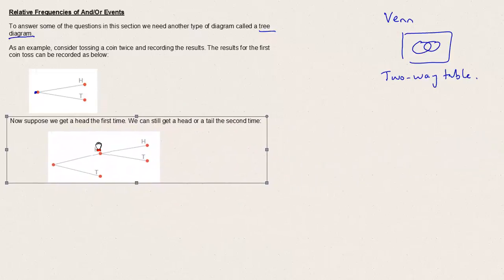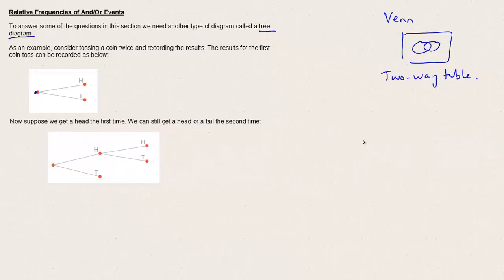Now suppose that we get a head on the first occasion. We can still get a head or a tail the second time. So the first pair of branches here are these ones that correspond to our first coin toss. Now let's suppose that we got a head. On the second coin toss we could get a head or a tail.